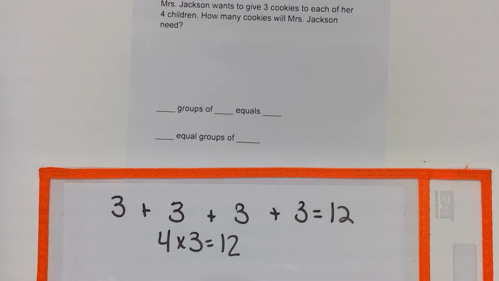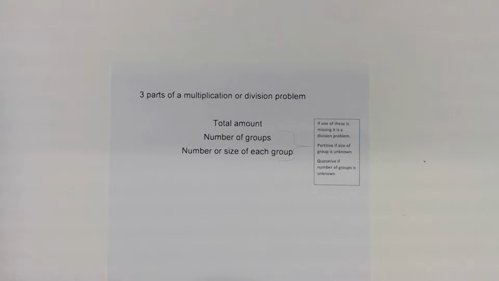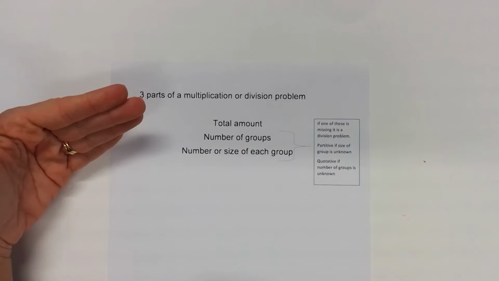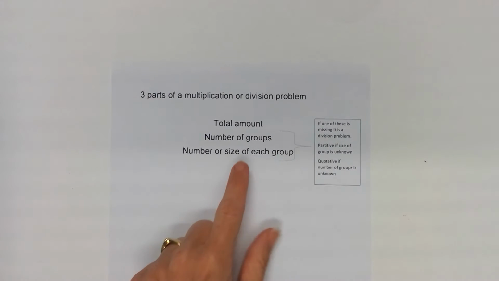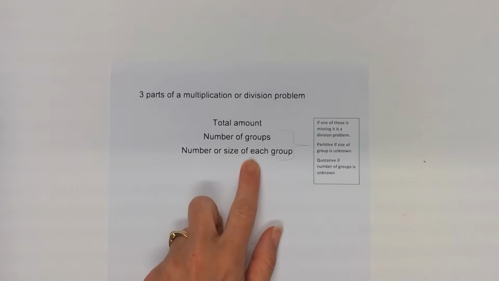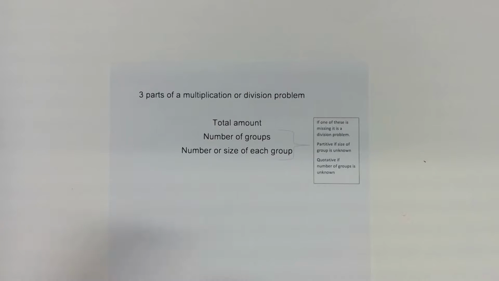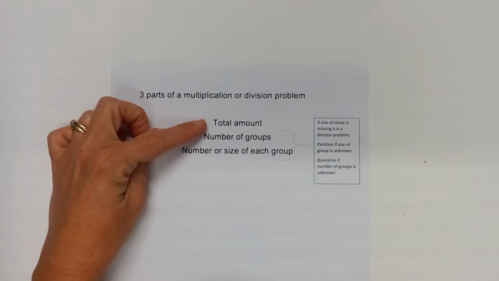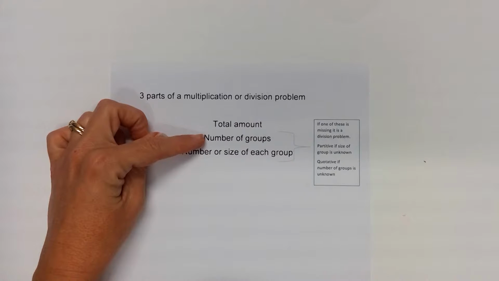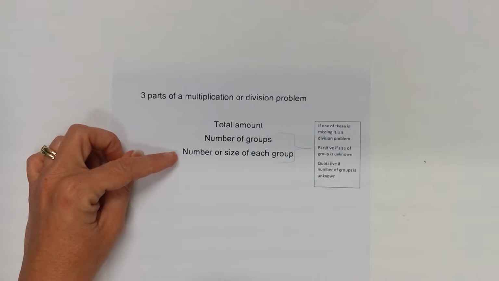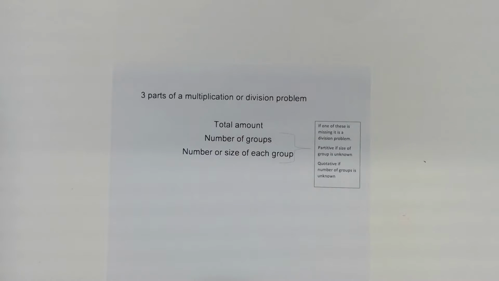For division, we want to start out the same way, using contextual situations for the students. We can start to look at the 3 parts to a multiplication or division problem. If we're working with a multiplication problem, the students are given the number of sides in each group, they're given the number of groups, and they're trying to figure the total amount. If it's division, then one of these is missing. We will always know the total amount, but we either are missing the number of groups, which is partitive division, or they're missing the size or the number in each group, and that is quotative or measurement division.